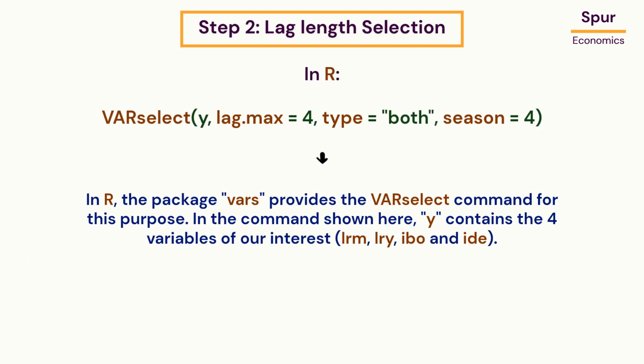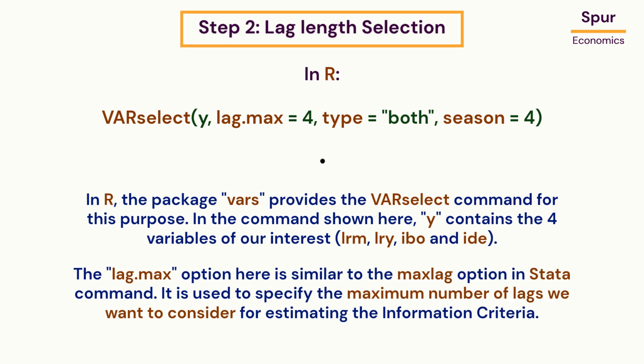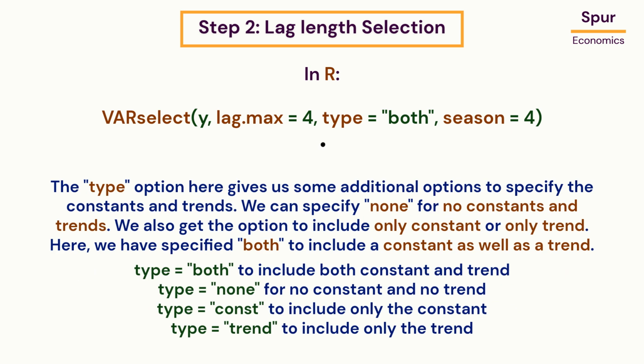In R, the package vars provides the VARselect command for this purpose. In the command shown here, Y contains the 4 variables of our interest. The lag.max option here is similar to the max lag option in the Stata command. It is used to specify the maximum number of lags we want to consider for estimating the information criteria. The type option here gives us some additional options to specify the constants and trends.